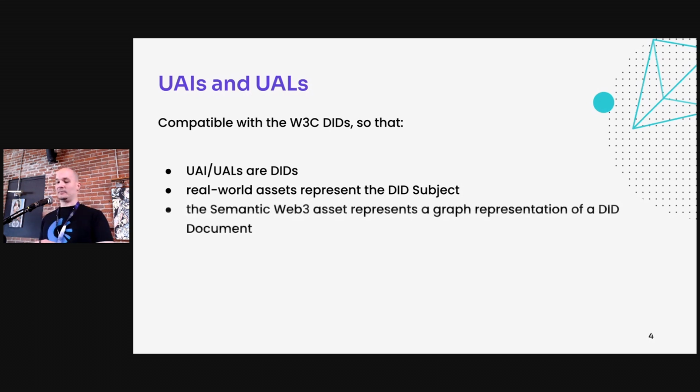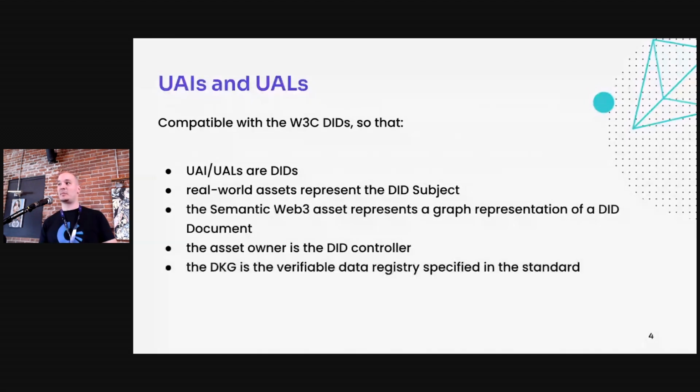The actual graph representation of a DID is the DID document, and the asset owner is the DID controller. So finally, the DKG is that verifiable data registry defined within the soon-to-be standard. Even though it's not a full standard yet, it's very usable, and there's a lot of stuff built around it already.